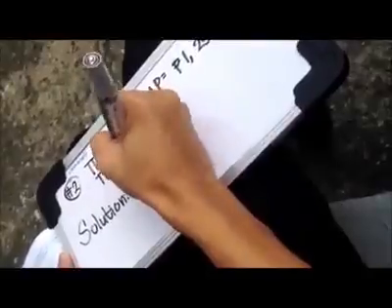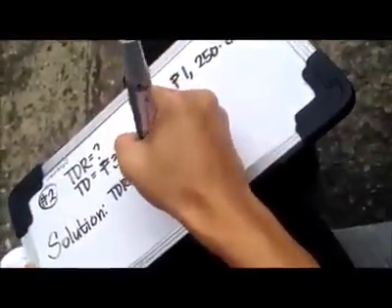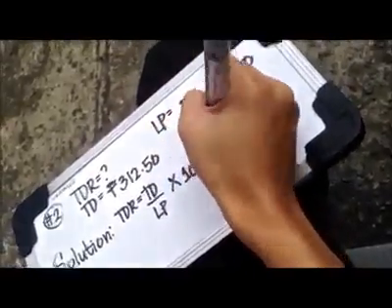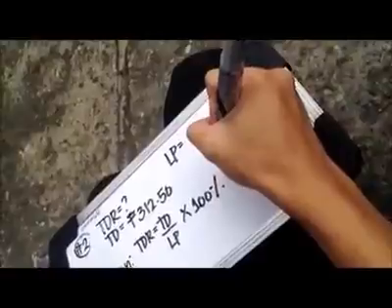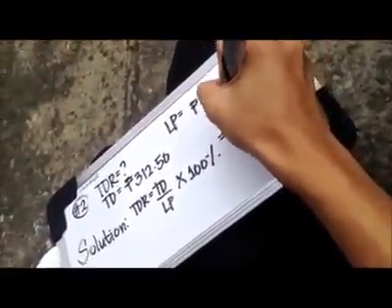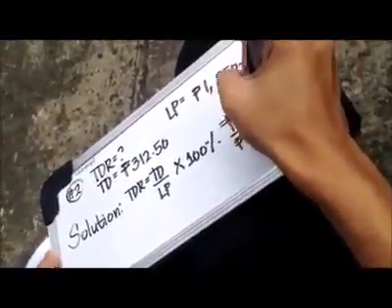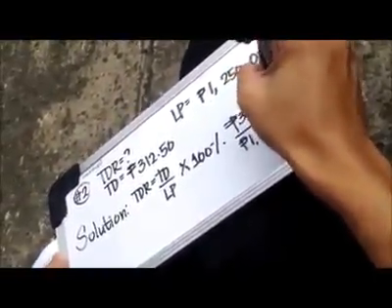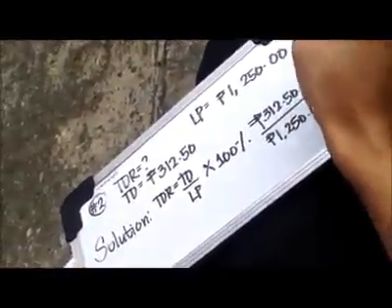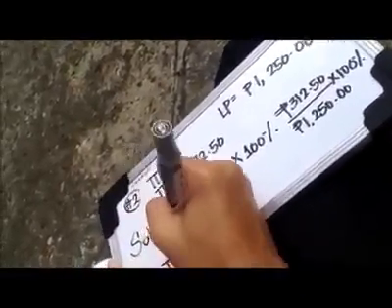Using the given, trade discount rate is equivalent to trade discount over the list price multiplied by 100%. So we need to divide the trade discount by the list price and multiply it by 100%. So we have the trade discount of 312.50 divided by 1,250 multiplied by 100%, and we'll get a trade discount rate of 25%.